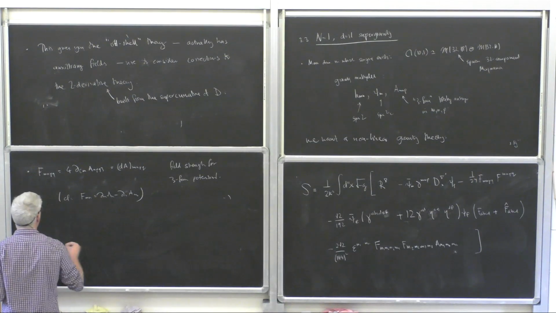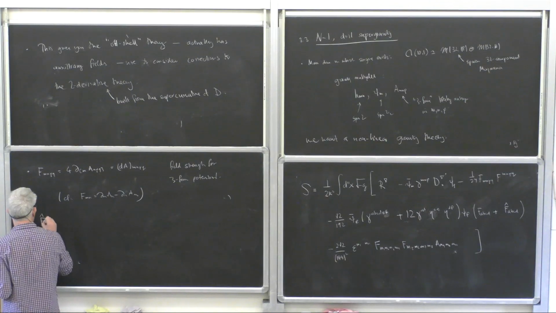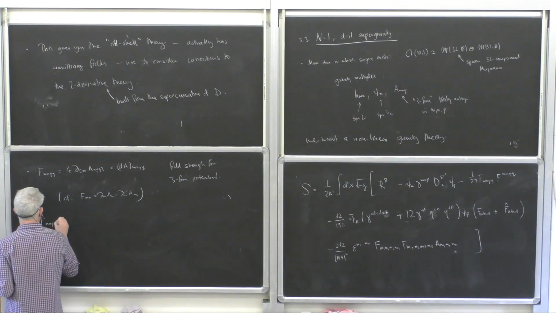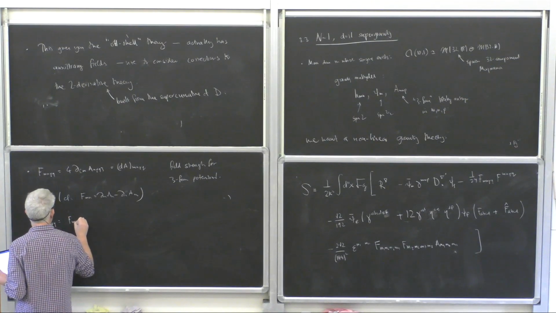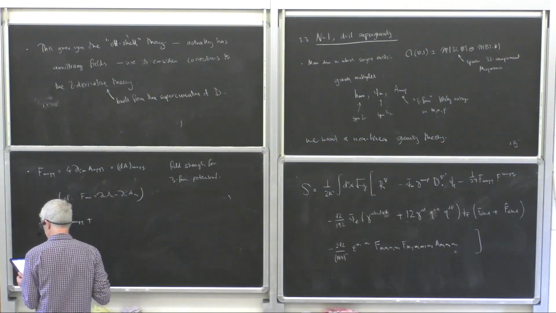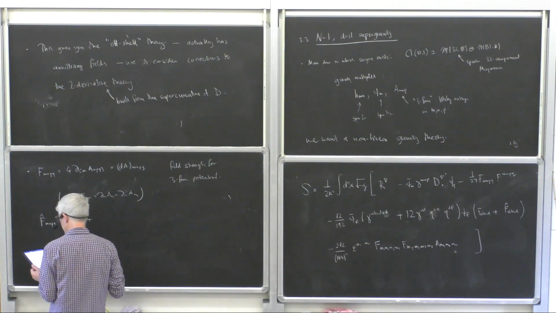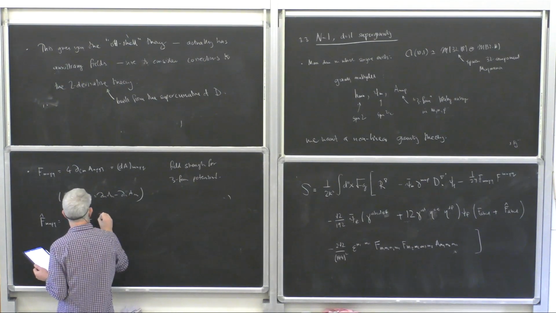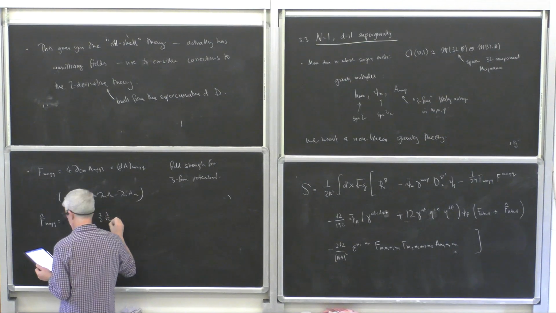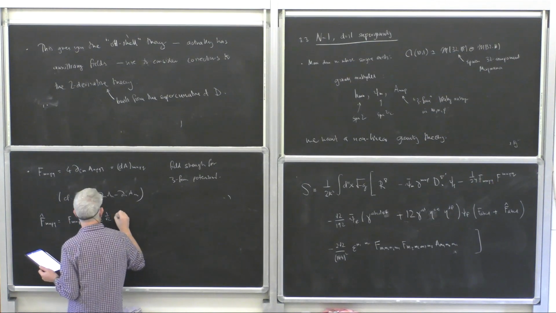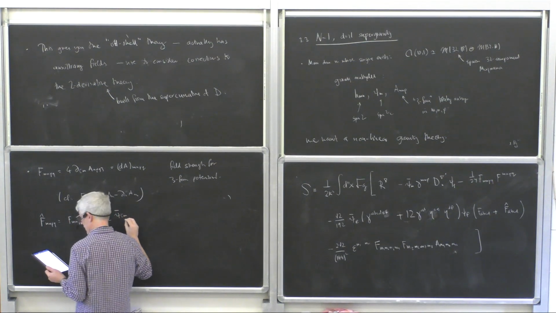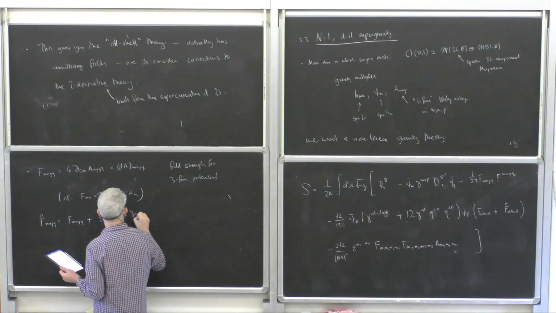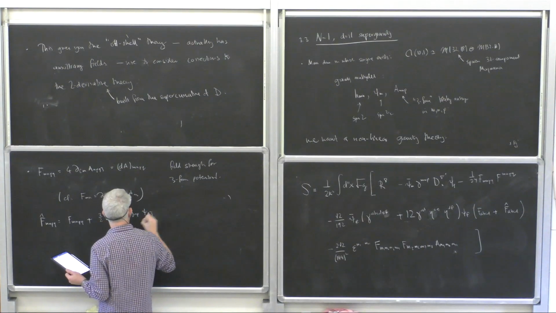Then I had this F hat thing. This is F with some terms that depend on the fermions. So 3/2, 1 on root 2, psi bar M, gamma NP, psi Q.